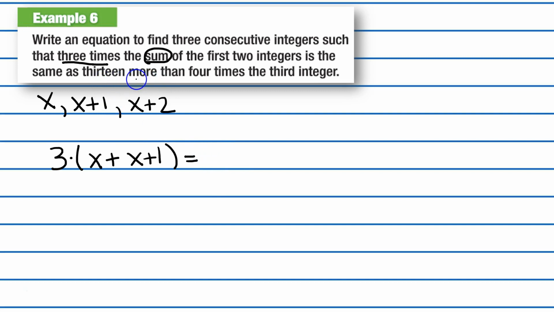13 more than. The more than is important because that means that the way it's written, it's flipped from the way it's said. So I'm going to have plus here, because more than is plus, and it says 4 times the third integer. So I'm going to have 4 times here first. 4 times the third integer, which is x plus 2. And then I still have to add my 13. And there we go.